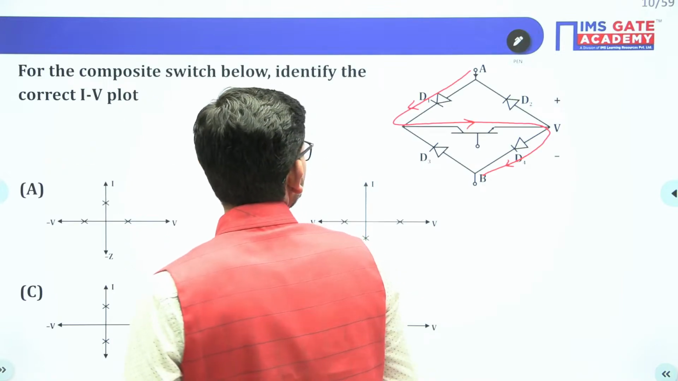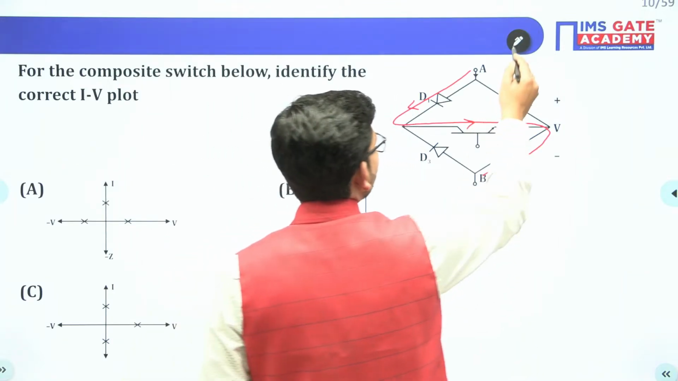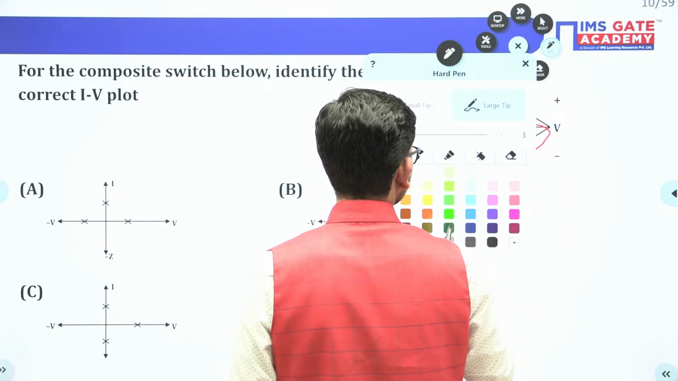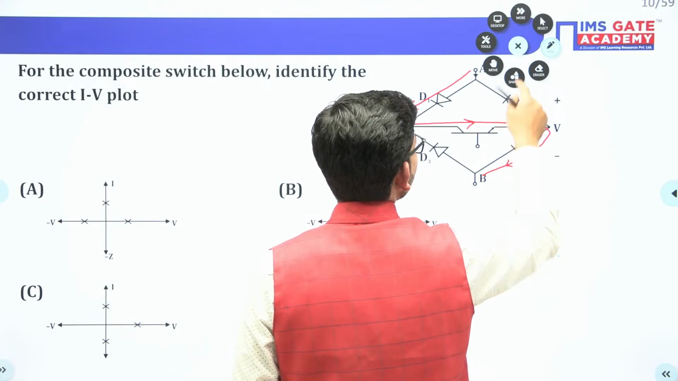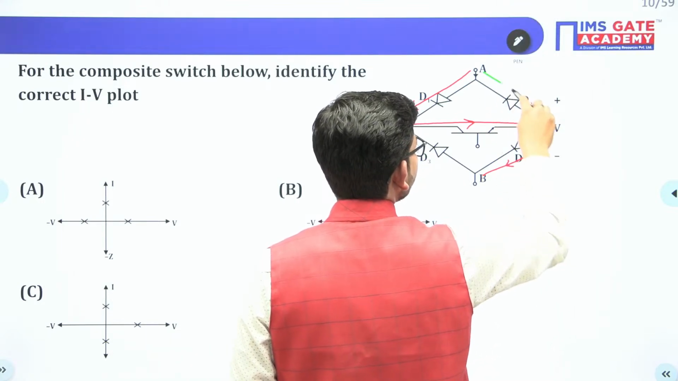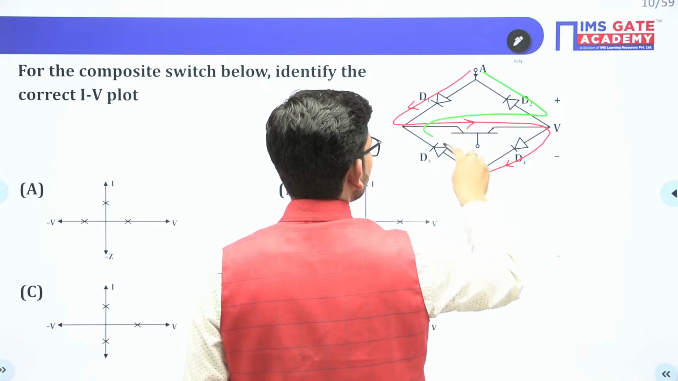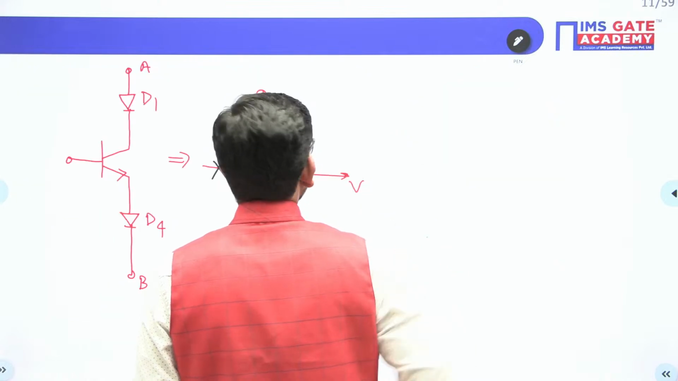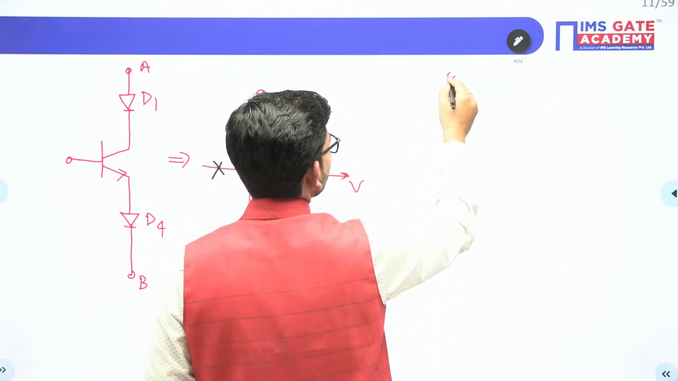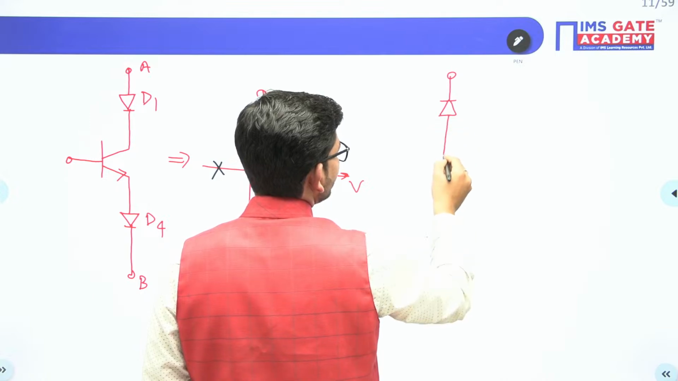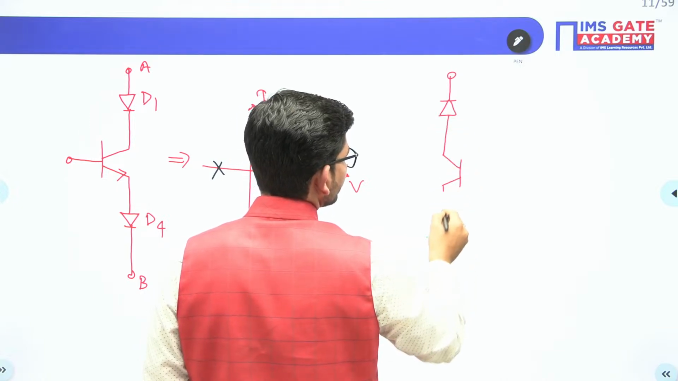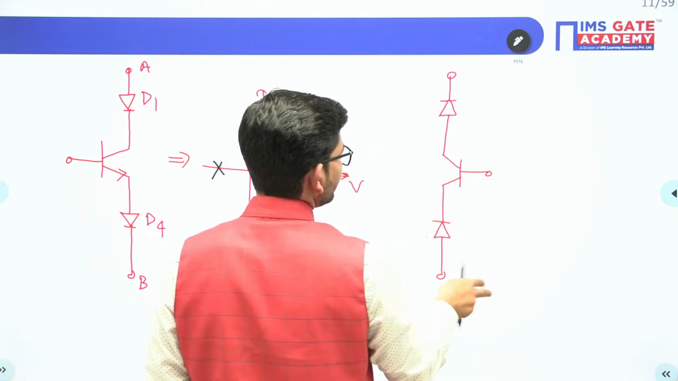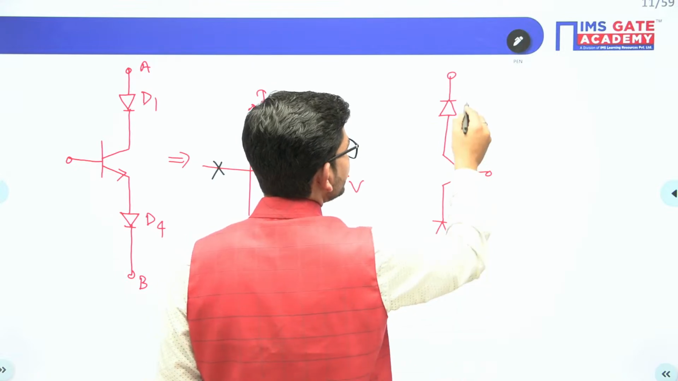Now the second possible way of reaching A to B is like this. We can also go from A to B in this particular manner. So if we make this approach, what will happen? We have this particular combination, where D2 and D3 diodes are there.